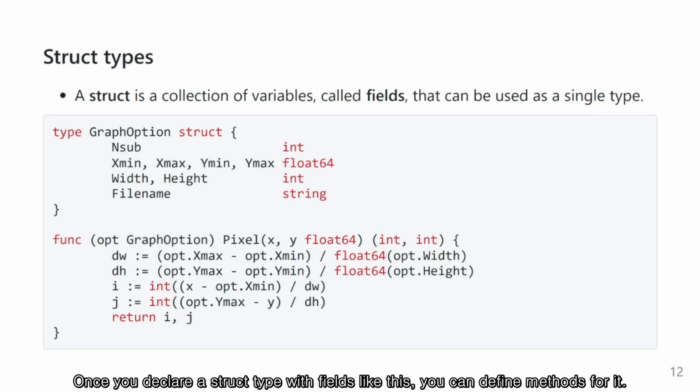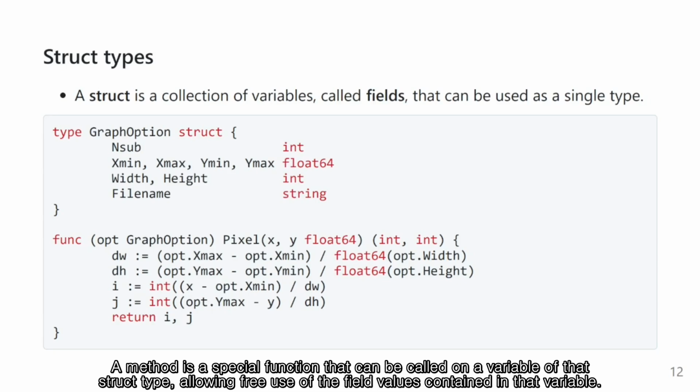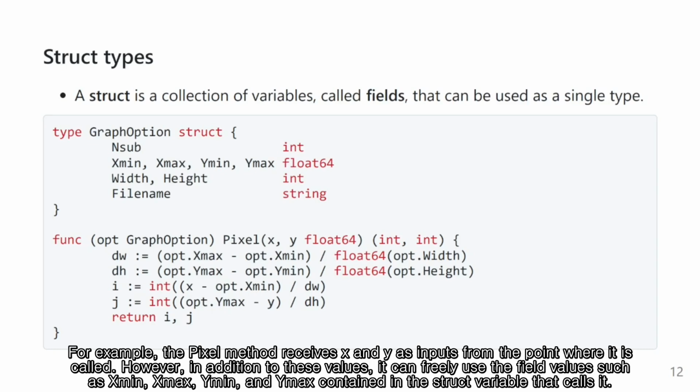Once you declare a struct type with fields like this, you can also define methods for it. A method is a special function that can be called on a variable of that struct type, allowing free use of the field values contained in that variable. For example, the fixel method receives x and y as inputs from the point where it's called. However, in addition to these values, it can freely use the field values such as xmin, xmax, ymin, and ymax contained in the struct variable that calls it.